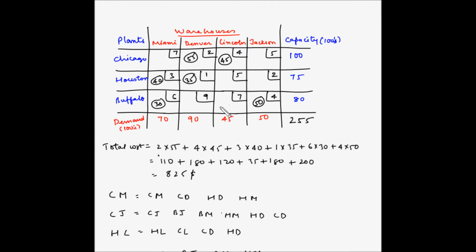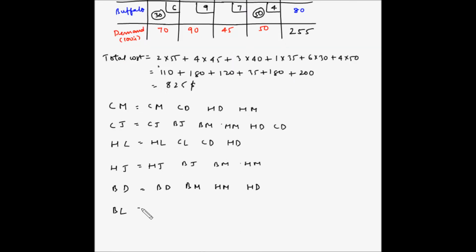The next water square is BL. So for BL, the closed loop will be Buffalo Lincoln to Buffalo Miami to Houston Miami to Houston Denver to Chicago Denver to Chicago Lincoln and then back to Buffalo Lincoln. So BL to BM to HM to HD to CD to CL and then back to BL.